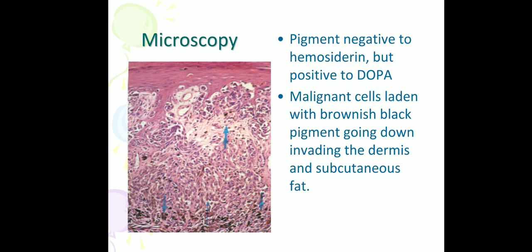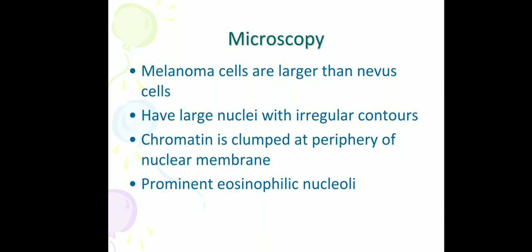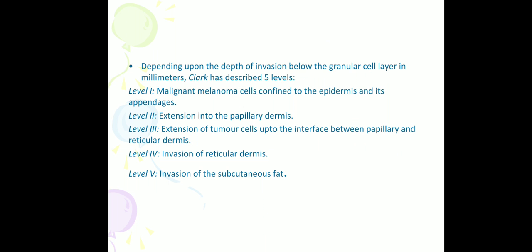Microscopically, the pigment is negative to hemosiderin stain, but positive to DOPA. Malignant cells laden with brownish black pigment, invading down into the dermis and subcutaneous fat, are seen. Melanoma cells are larger than the nevus cells and have large nuclei with irregular contour. Chromatin is clumped at the periphery of the nuclear membrane. Prominent eosinophilic nucleoli are a characteristic feature of malignant melanoma.